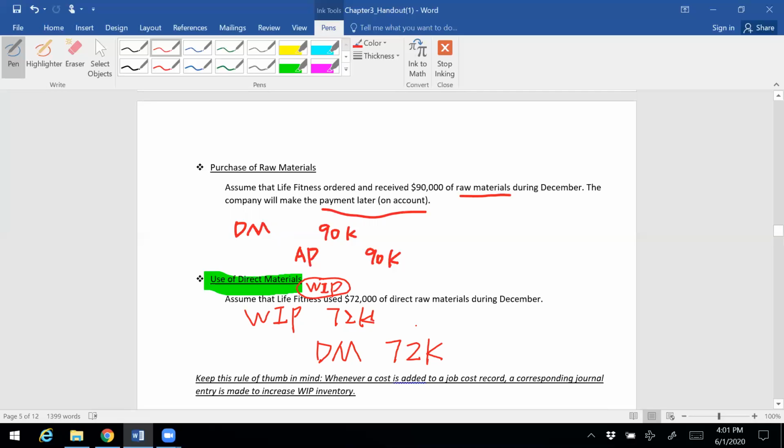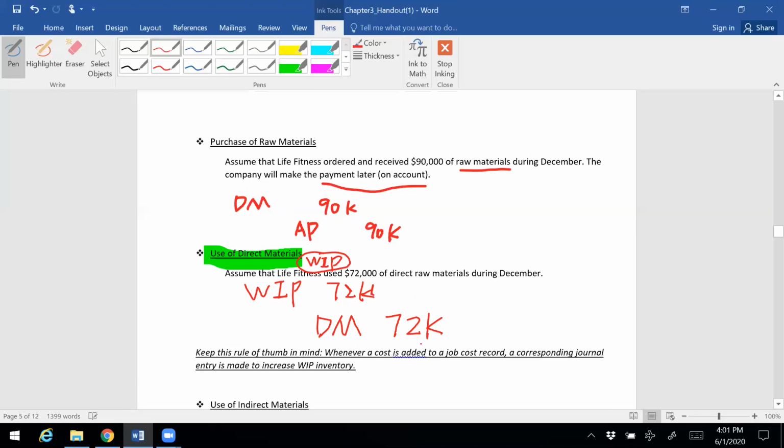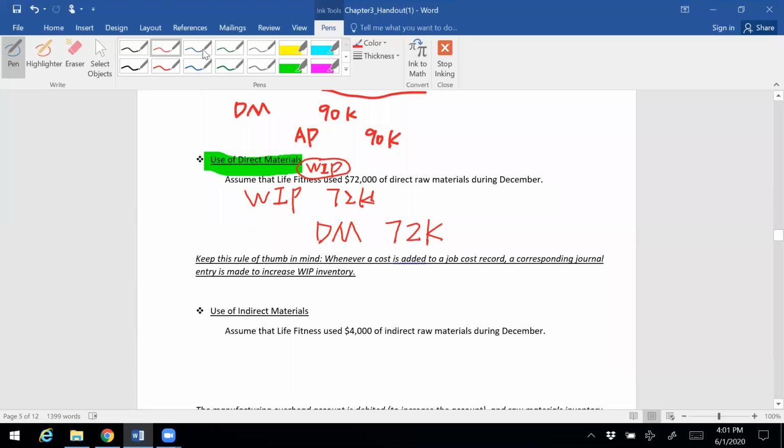Remember, whenever we use our direct material, we increase our work in process. Keep in mind, whenever a cost is added to a job, we have to increase our work in process. So that is our direct material. Direct material goes to our work in process directly.